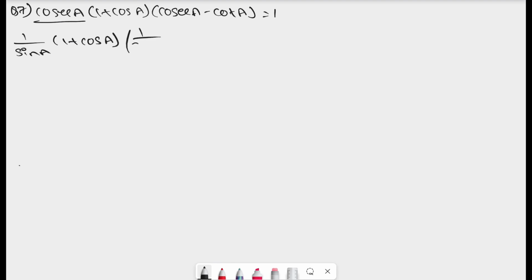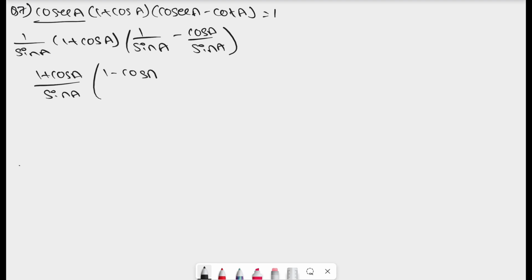And this cosecant can be written as 1 by sin A, and this cot can be written as cos A by sin A. Right. Next, write this 1 plus cos A by sin A as it is. And here we'll be having the same denominator. We can write 1 by this cos A by sin A.